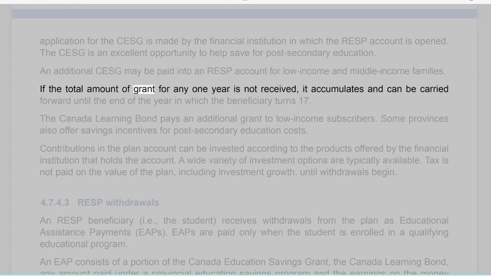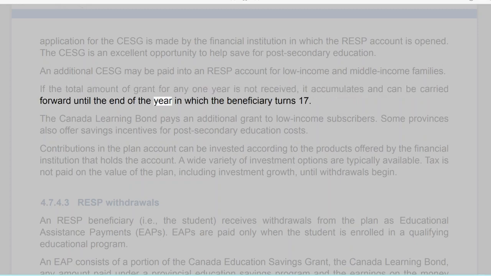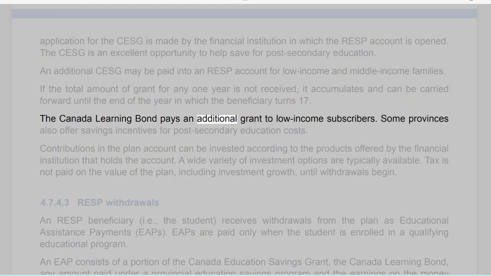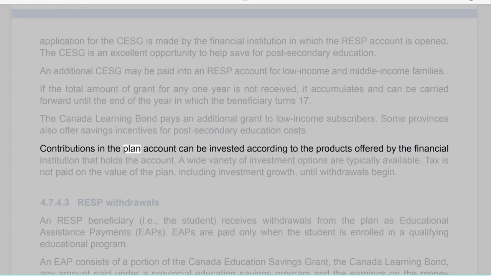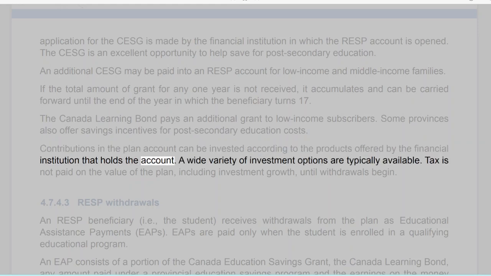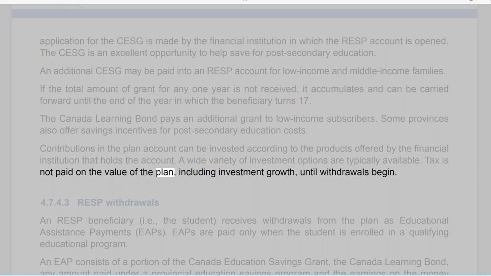If the total amount of grant for any 1 year is not received, it accumulates and can be carried forward until the end of the year in which the beneficiary turns 17. The Canada Learning Bond pays an additional grant to low-income subscribers. Some provinces also offer savings incentives for post-secondary education costs. Contributions in the plan account can be invested according to the products offered by the financial institution that holds the account. A wide variety of investment options are typically available. Tax is not paid on the value of the plan, including investment growth, until withdrawals begin.